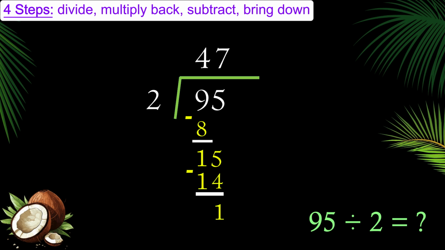No more numbers to bring down. The 1 is our remainder. Write our 1 next to the answer. The final answer is 47 remainder 1.